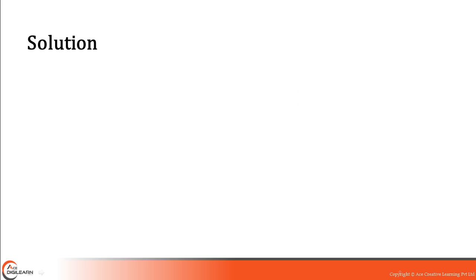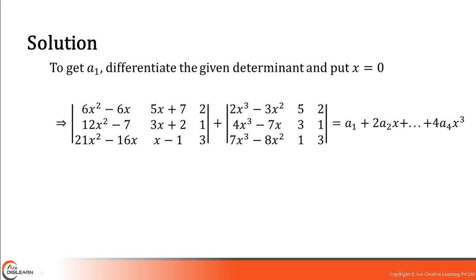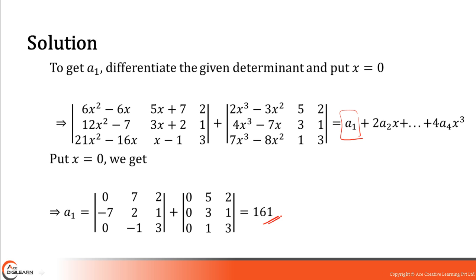Look at the solution once. To get the value of a1, differentiate the given determinant and put x equals 0. So differentiating the determinant column wise: differentiating the first column, keeping the other two unchanged, next differentiating the second column, keeping the first and last unchanged, which equals a1 plus 2a2x plus 3a3x squared plus 4a4x cube. So by putting x equals 0, we get the value of a1, which we get as 161 as the answer.